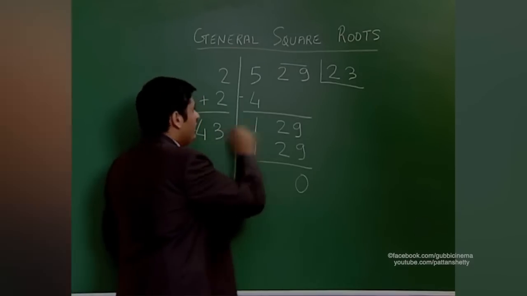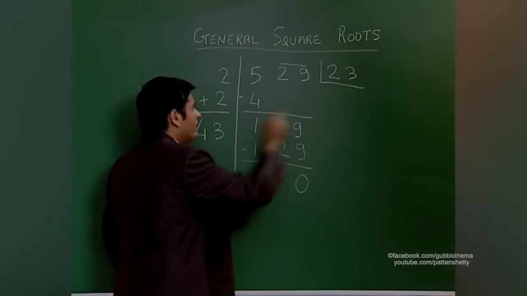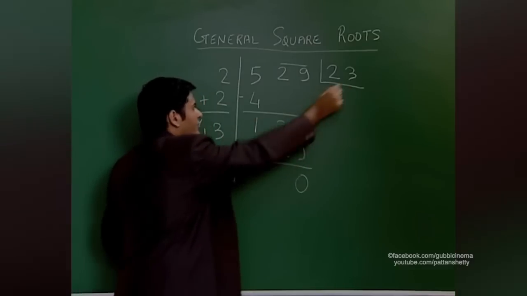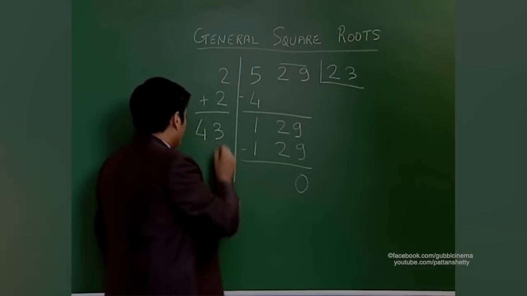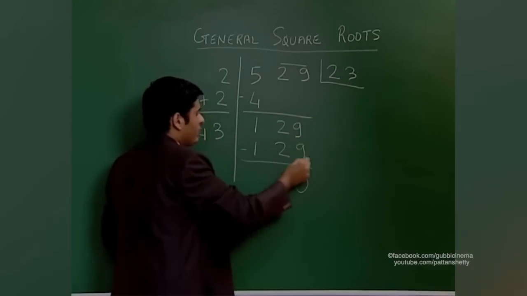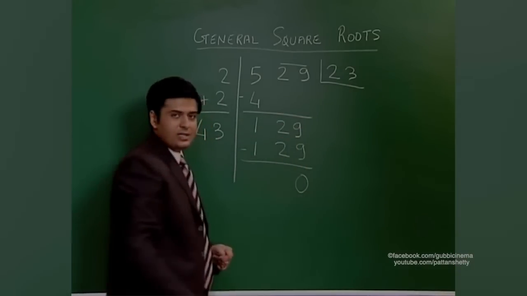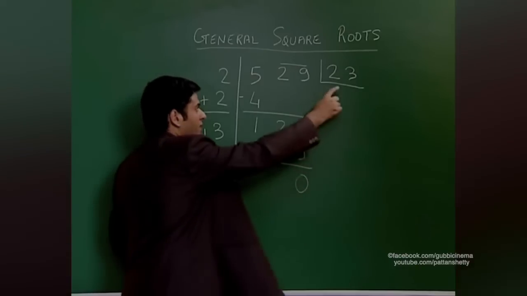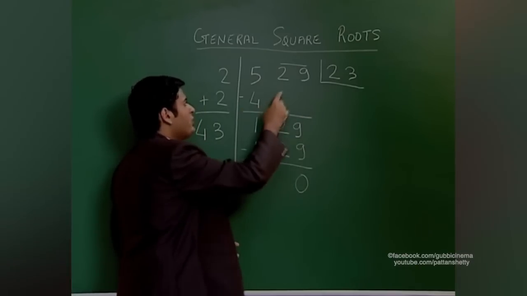If I put 1 here, I have to put 1 here. If I put 2 here, I have to put 2 here. If I put 3 here, I have to put 3 here. So here we put 3. 43 times 3 gives me 129. Subtract, I get 0. My process is over. 23 is the square root of 529.